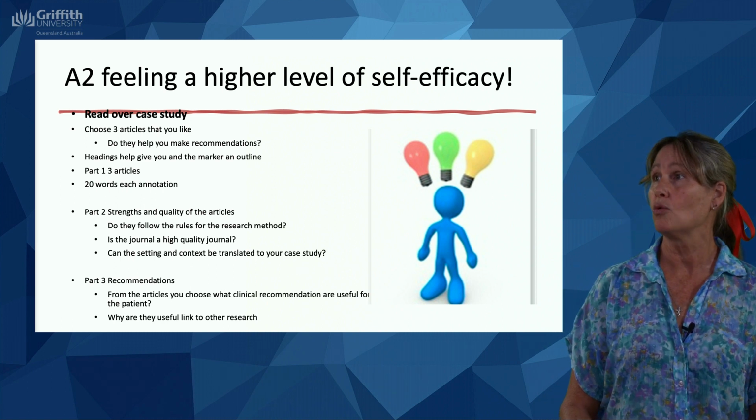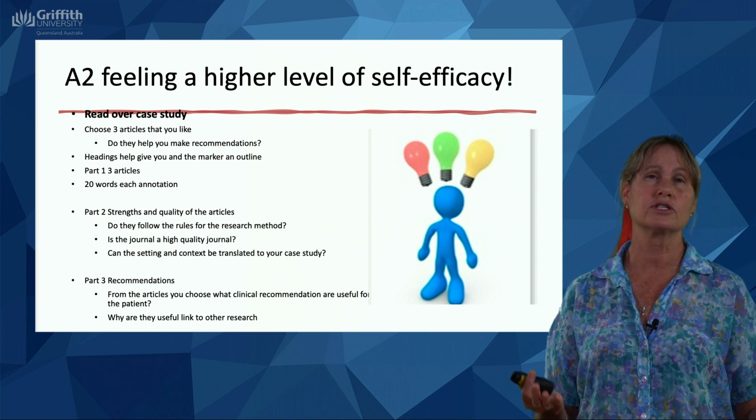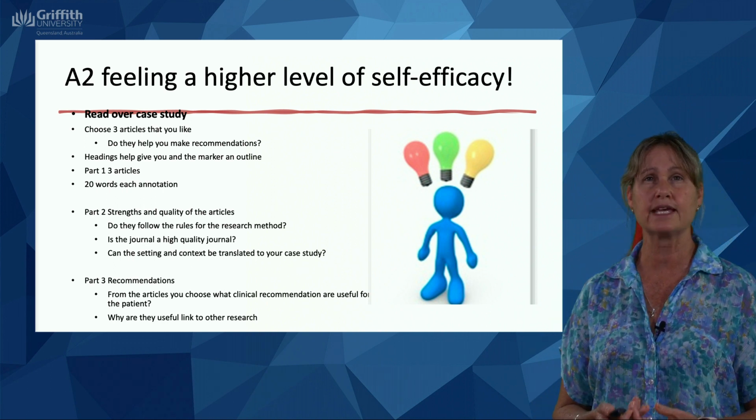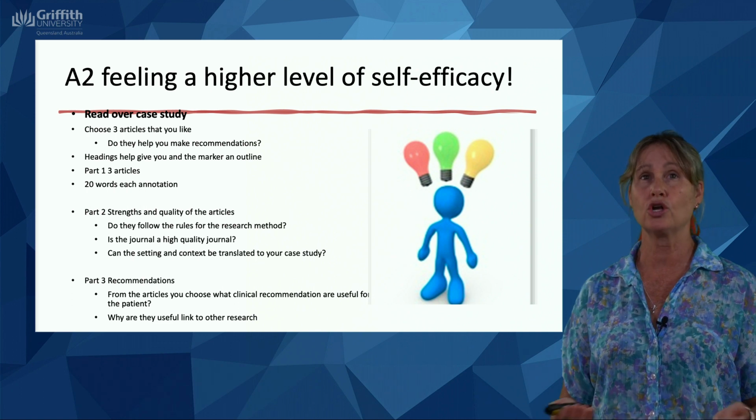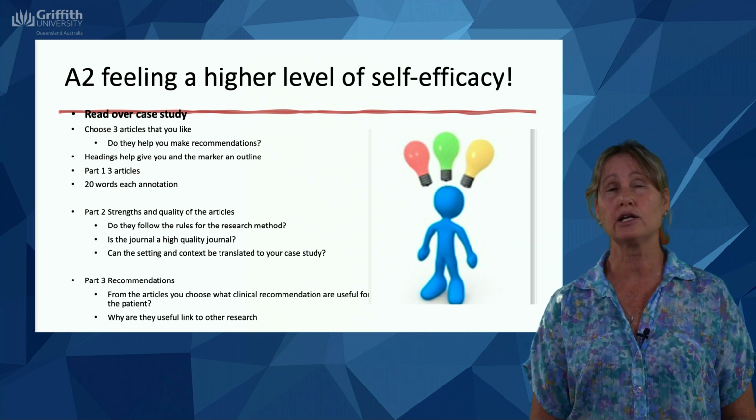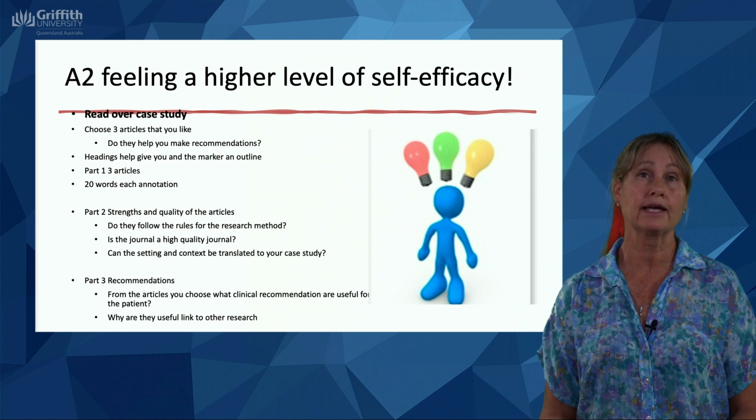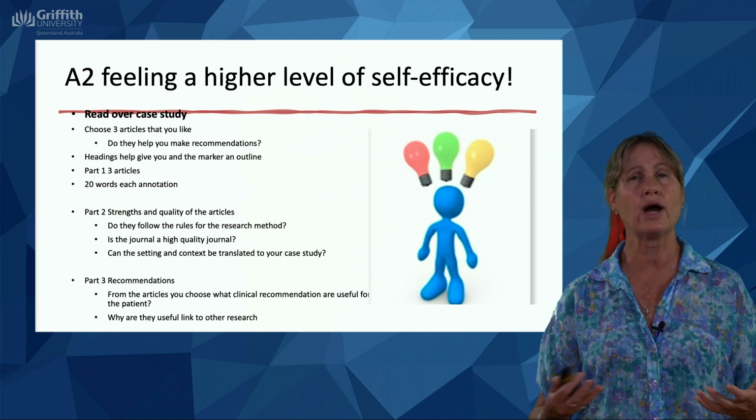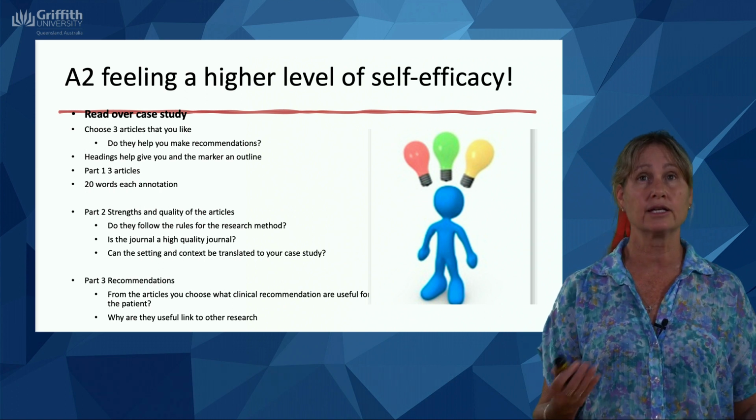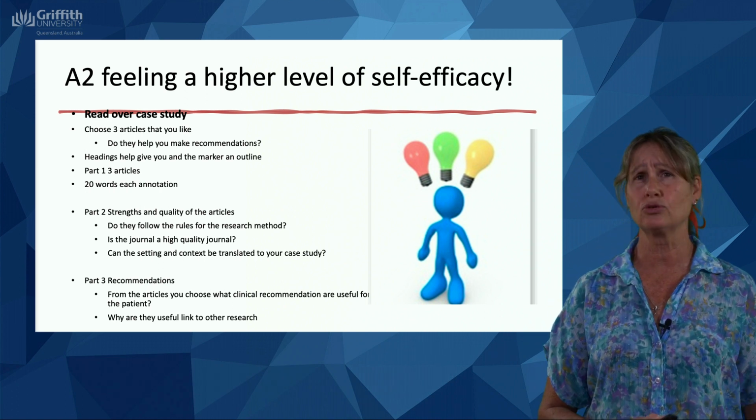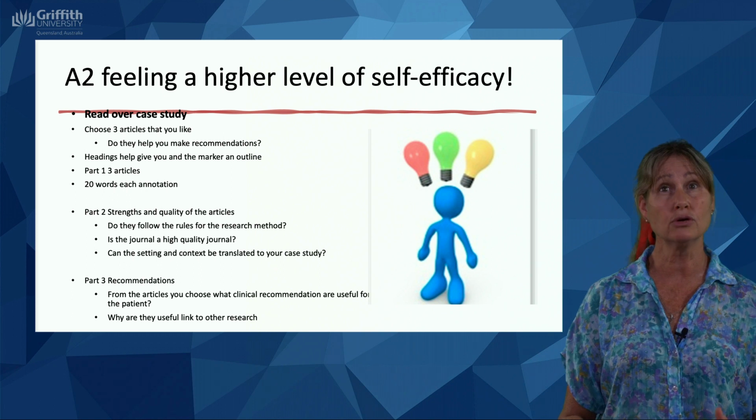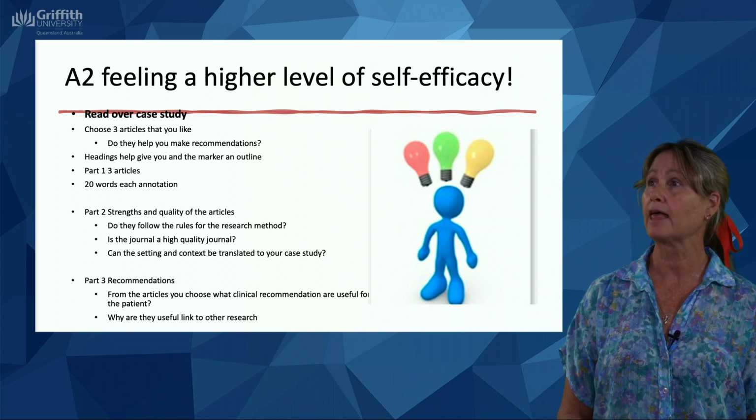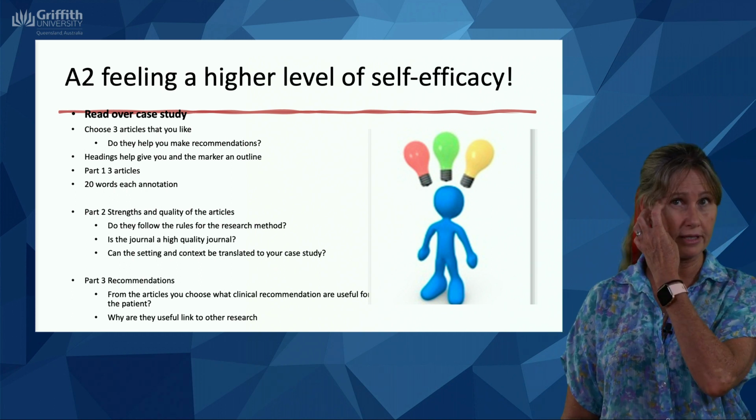And so we look at the strengths and the rules in the actual article, the journal, the authors. We also look at the quality. So can it be translated to your setting? Does the quality and the way it's written, is it of good quality? Is it easy to read or difficult? Remembering this is your annotated bibliography. And use our references to support that.